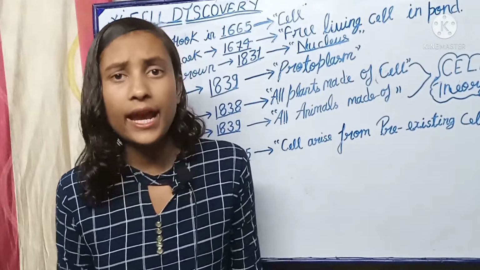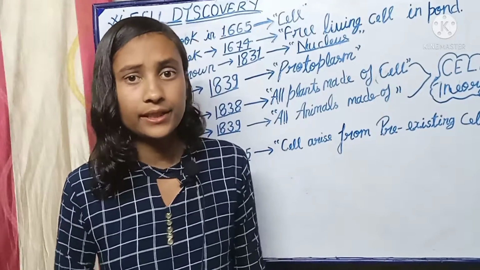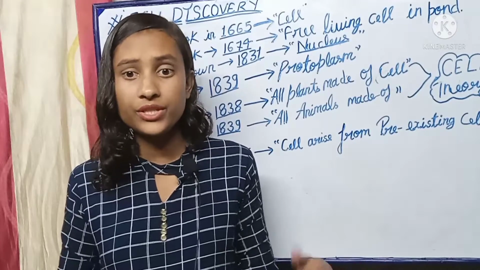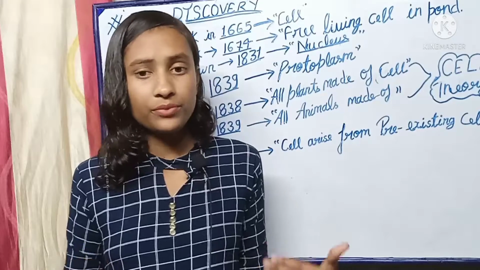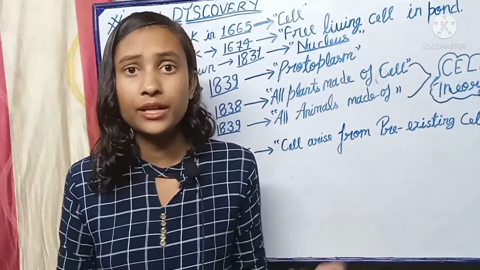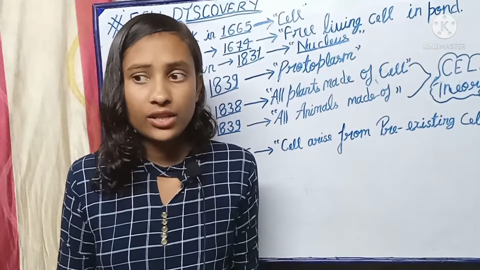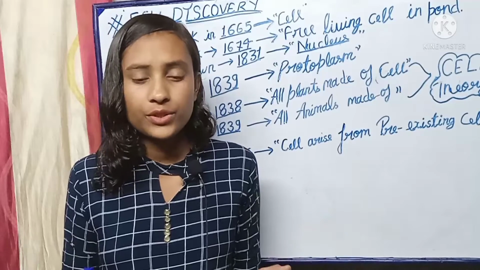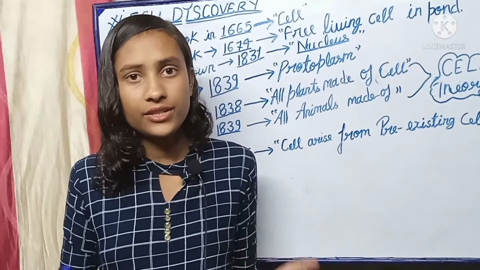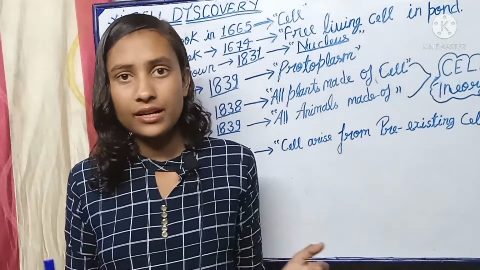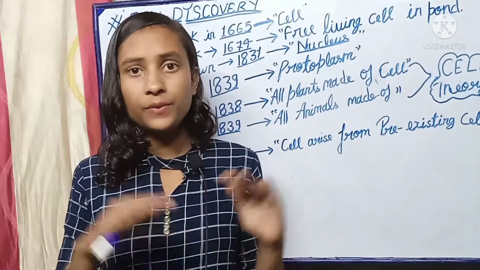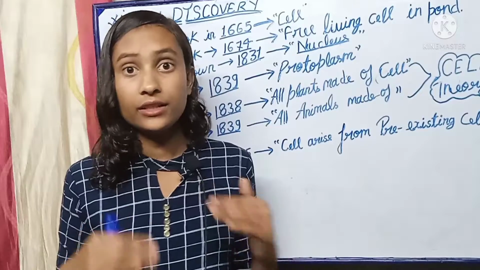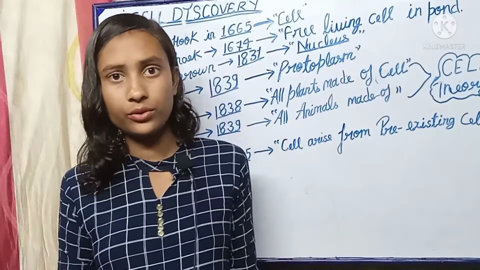In short, cork had small compartments, like small rooms, closely packed inside it. From this observation, Robert Hooke concluded that it's like a honeycomb. So he used a Latin word and gave it the name cell. I hope the story of the discovery of the cell is clear for you.